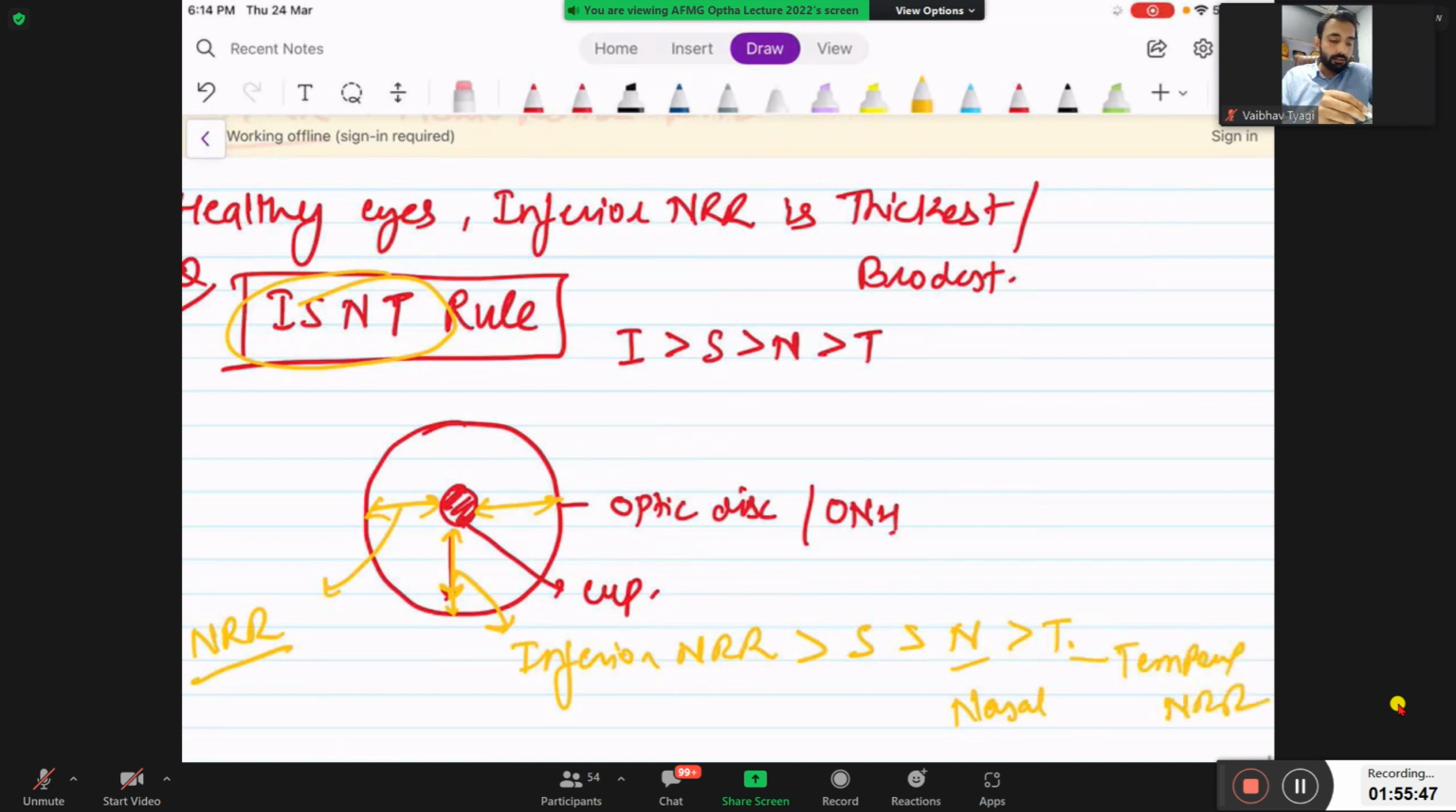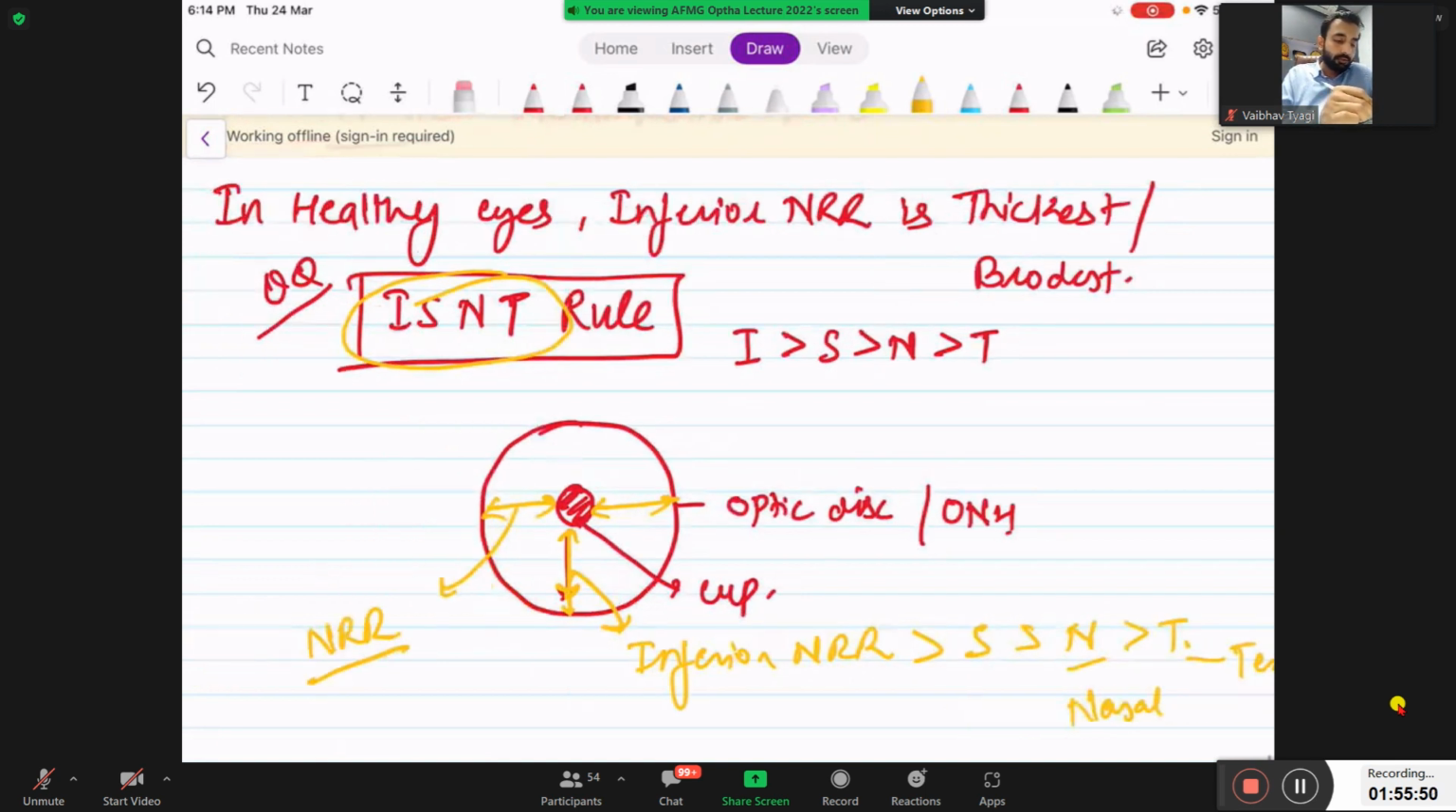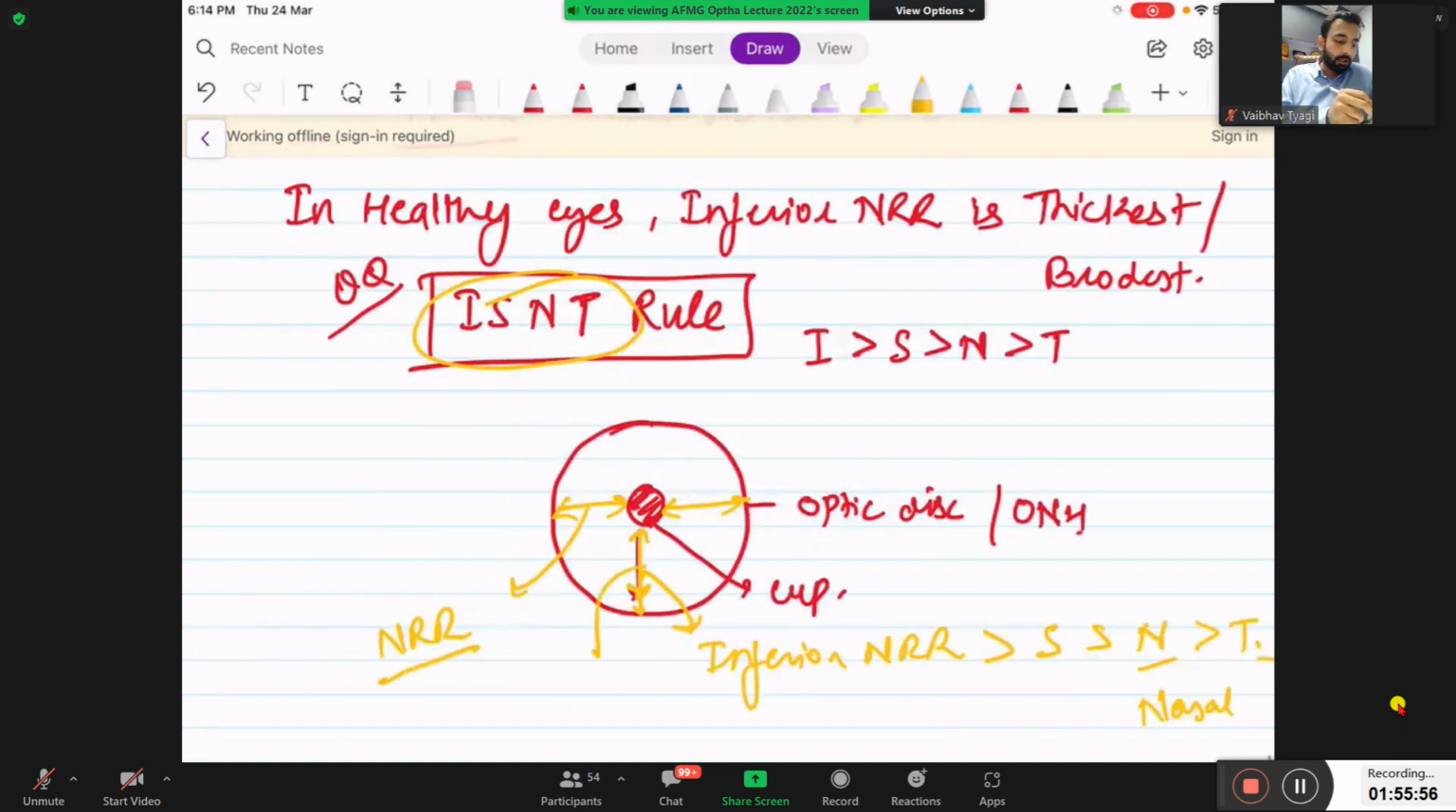See, this is inferior, this is temporal, this is superior. This is superior NRR and this is nasal NRR. So that means the inferior rim is the broadest one. Then comes your superior rim, thickness wise, and then nasal and then temporal. So the temporal rim is the thinnest one and the inferior rim is the thickest one in normal individuals. Clear? ISNT rule means inferior NRR is broadest, then comes your superior rim, then nasal, and then temporal rim.